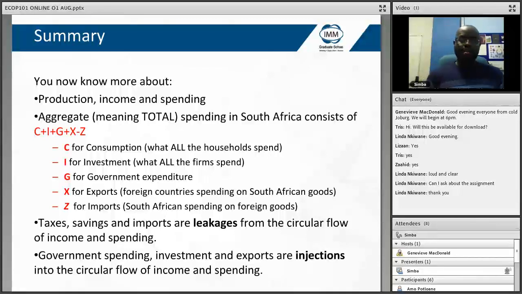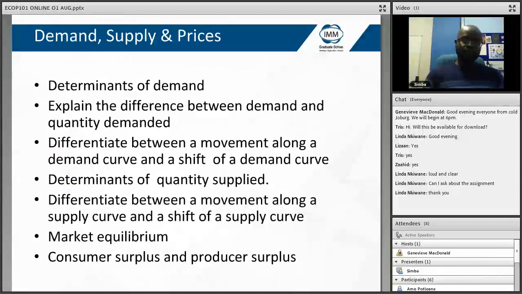You also need to remember our leakages in the circular flow. When you talk about a leakage, you are simply saying something that takes out income from the circular flow, which is negative to the economy. So you have taxes, savings, and imports. Then the injections, what brings income into the circular flow, are what is going to grow the economy and generate jobs. We have government spending, investment, and exports. That is just a summary of those flows.